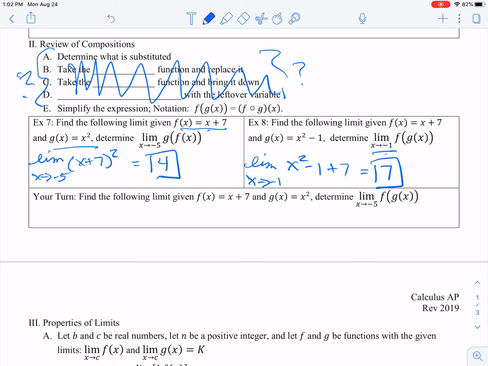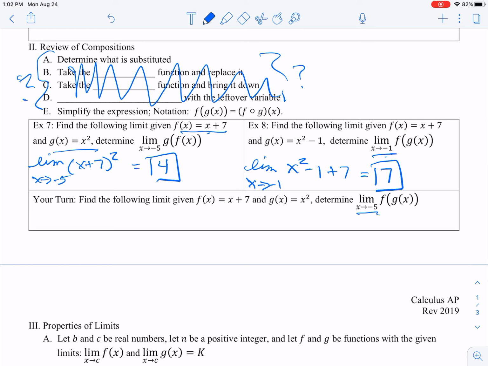Last one. Your turn. Find the limit if f of x is x plus 7 and g of x is x squared still. And you're going to go to -5 of f of g of x. So you're going to put this in there and get x squared plus 7. I'm taking the limit. X is going to -5. You get 25 plus 7 is 32.